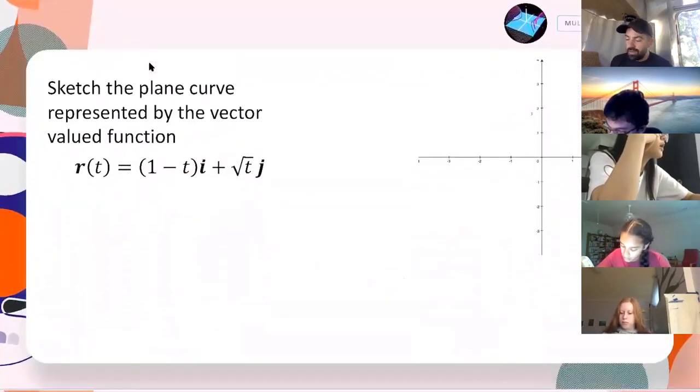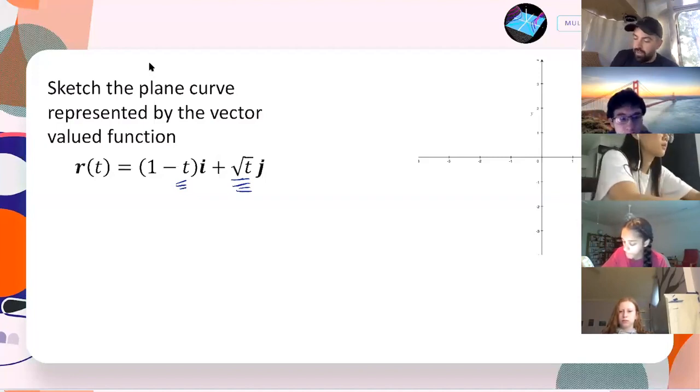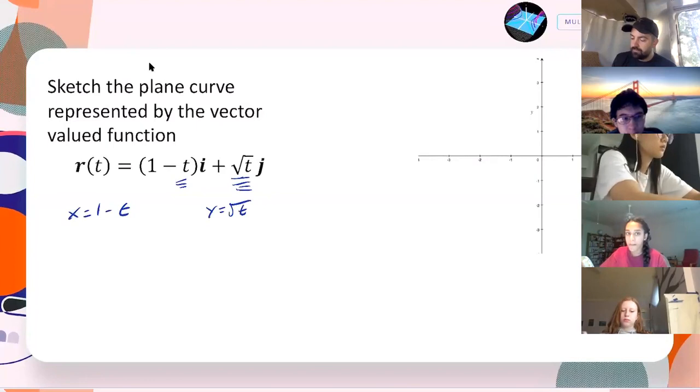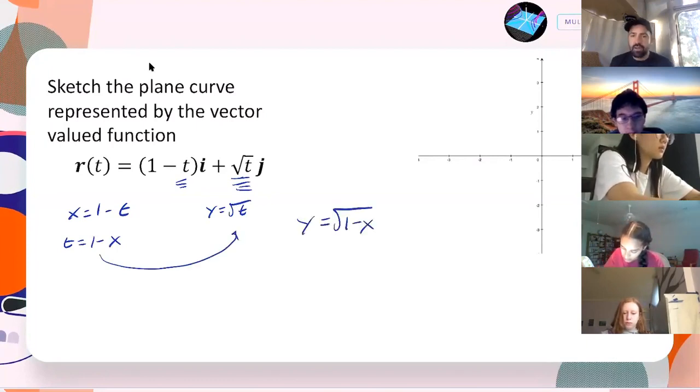All right, so same idea here. With algebra, you have hints of what's going to happen. We've got a t to the first and a square root of t. This is going to be a square root curve. If x equals 1 minus t and y equals the square root of t, well then t equals 1 minus x, and I could sub that in here and I have y equals the square root of 1 minus x. So I can see that in the parameters themselves. If x is a t to the first parameter and y is a square root of t, then I'm going to get a square root curve.